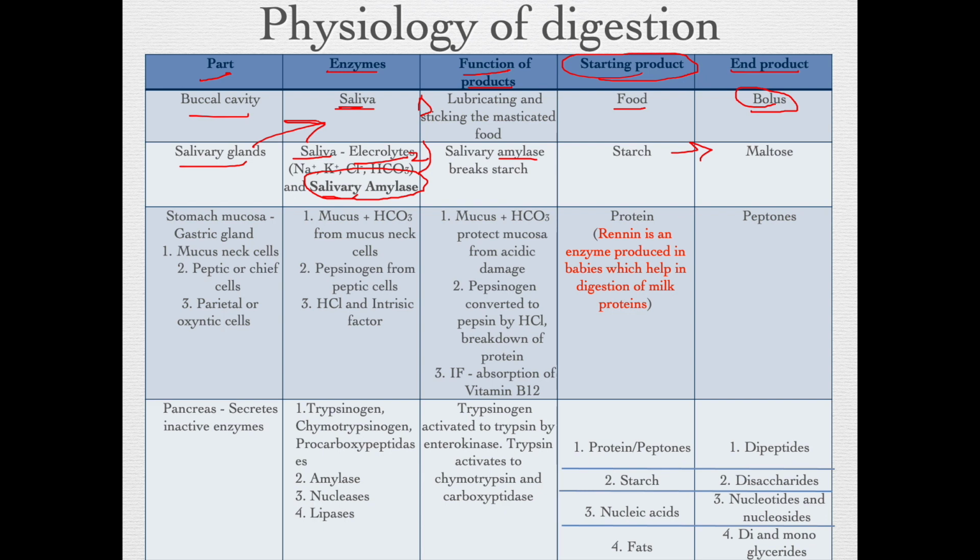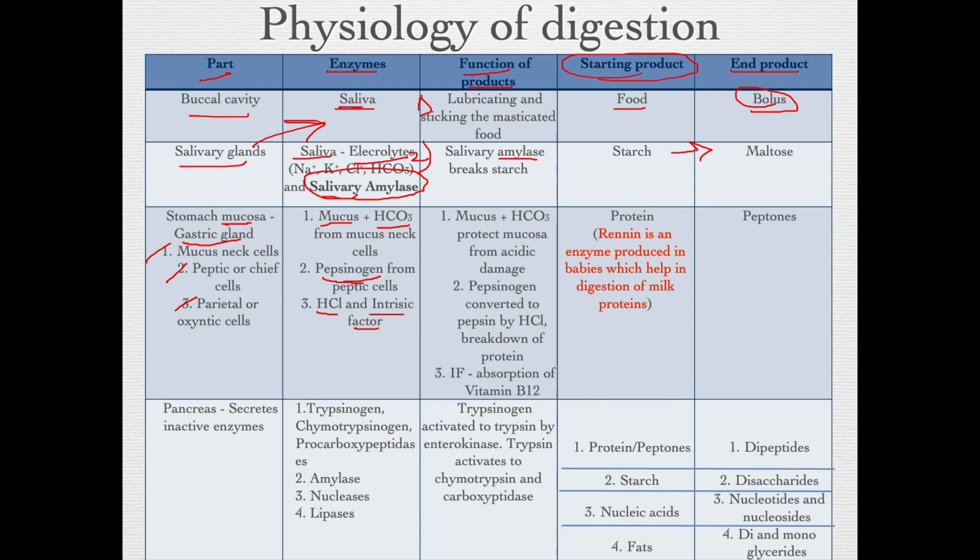Moving on to the next part of digestion. This occurs in the stomach. So the stomach mucosa, by way of recollection, contains gastric glands. There are three types of cells which are seen in the gastric glands, and these are the mucous neck cell, the peptic cell, and the parietal cell. So the mucous neck cell, as the name suggests, secretes mucus and bicarbonate. Peptic cells secrete pepsinogen, which is an enzyme helping in the process of digestion, and parietal cells secrete hydrochloric acid and intrinsic factor.